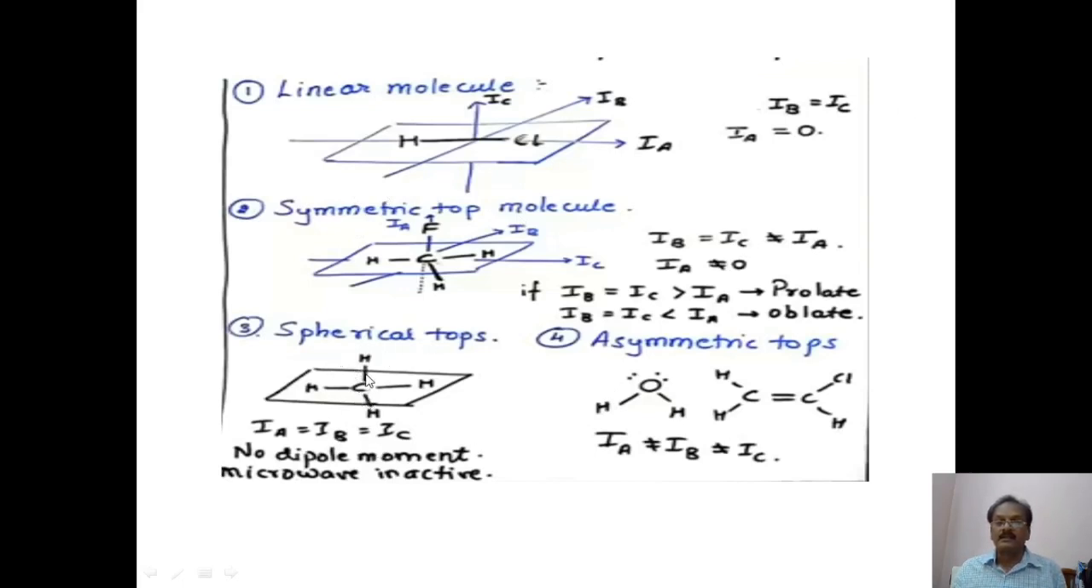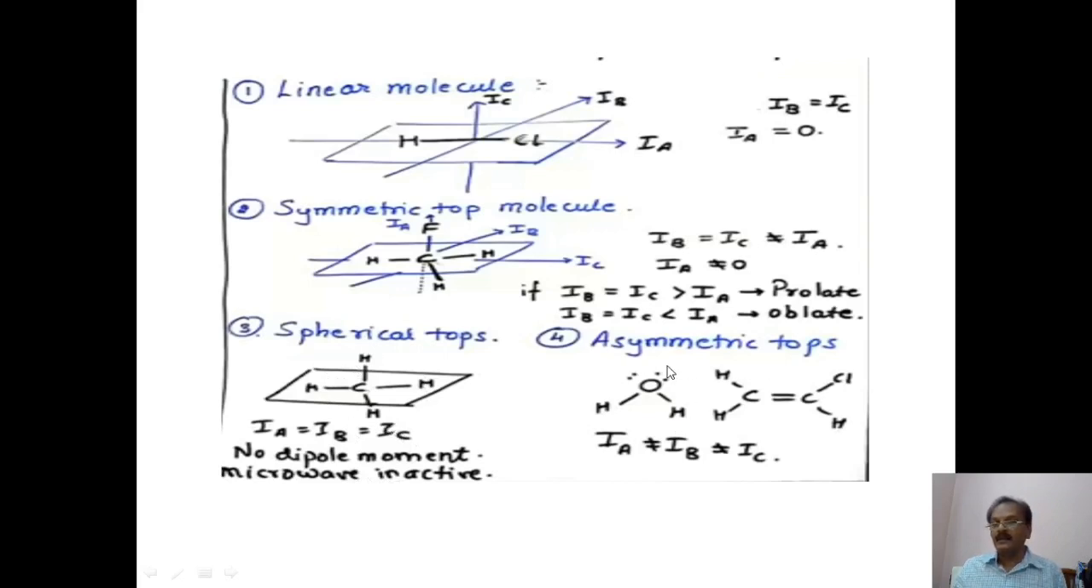Such types of molecules are symmetric top molecules. Next, the spherical top molecules. Consider the methane molecule, where C is the center of gravity and all the bonds are equal. Therefore, when you observe this, what is the moment of inertia on all three axes? IA is equal to IB, IB is equal to IC. Therefore, no dipole moment is found present in that molecule. So this is a microwave inactive molecule, so it does not show the pure rotational spectroscopy.